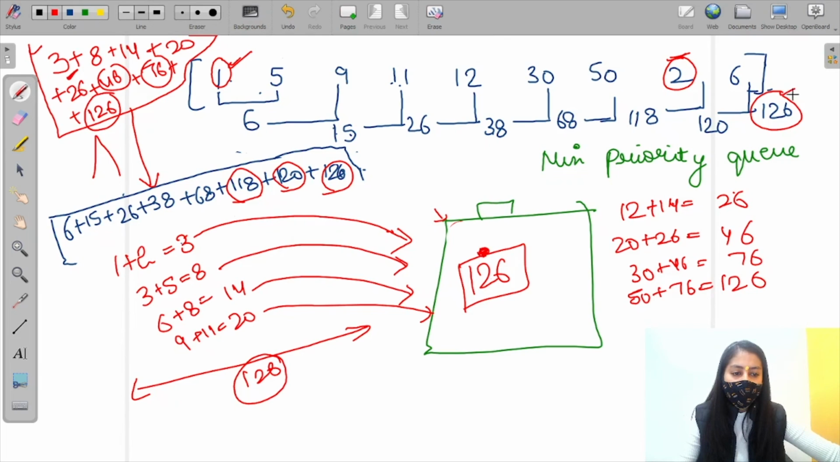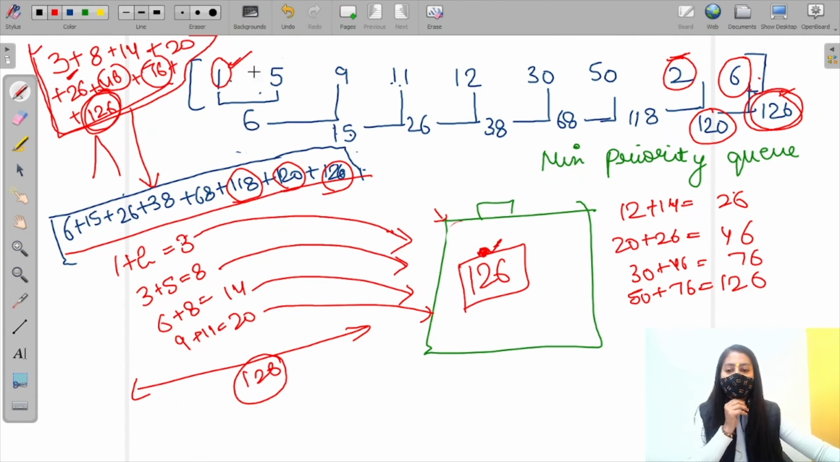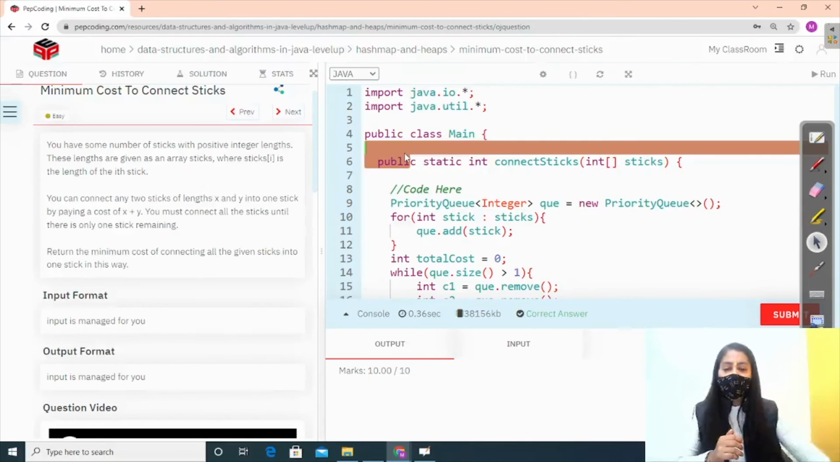So don't get confused here that here we are also getting 126, here we are also getting 126. This 126 is the cost to combine the combined sticks and the last stick, right? So this 126 is representing the total length of the combined sticks, right? So this is the minimum cost in order to combine all these sticks. This is also the cost in order to combine all these sticks, but we have to minimize this, so we are using the priority queue in order to take the minimum two elements, right? So I hope the question is clear to you.